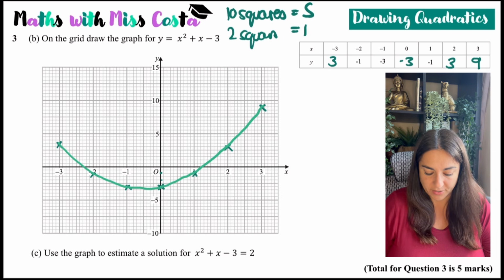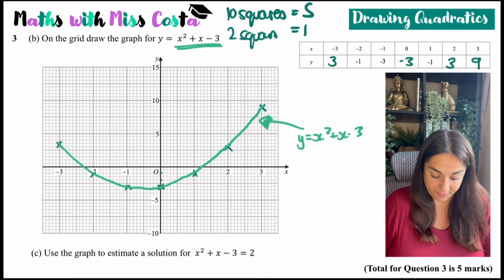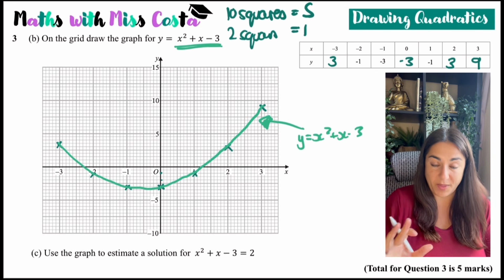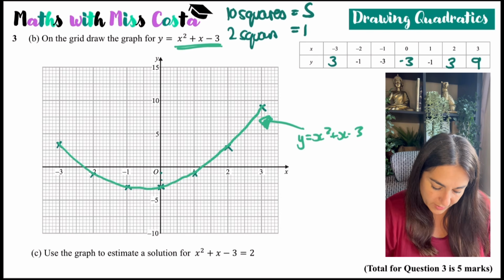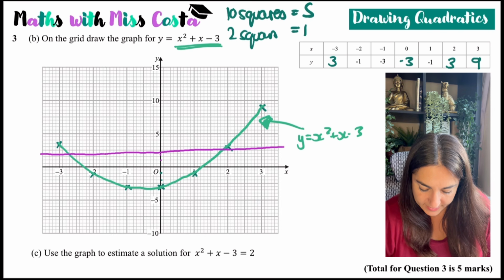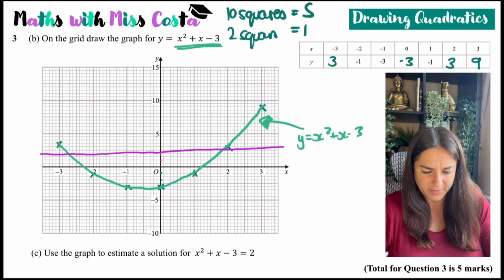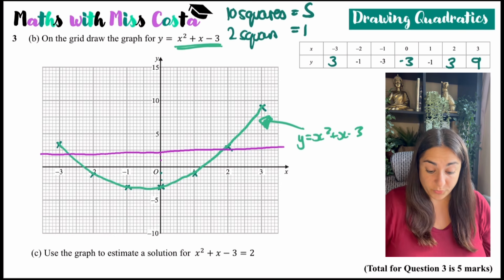And then it says use the graph to estimate a solution for x squared plus x minus 3, which is this graph. This is the graph of y equals x squared plus x minus 3. And you need to work out an estimate, a solution for when that graph, the y value equals 2. So what we do is we draw the line y equals 2. So that's going to be over here. And it doesn't look great on this, but that's roughly 2. You'll do it a lot better on your sheets. So that's 2. You draw that line.